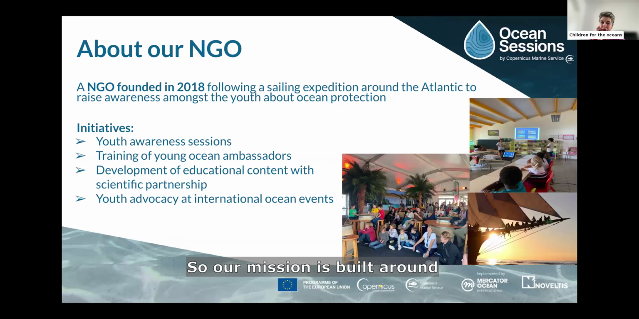So our mission is built around three main pillars. First, we raise awareness among children and teenagers about ocean protection. Second, we train a community of young ambassadors, giving them the scientific context and pedagogical tools they need to speak to other people. And third, we represent youth voices in major international ocean events, so that young people are not only learners, but also very active participants in ocean protection.